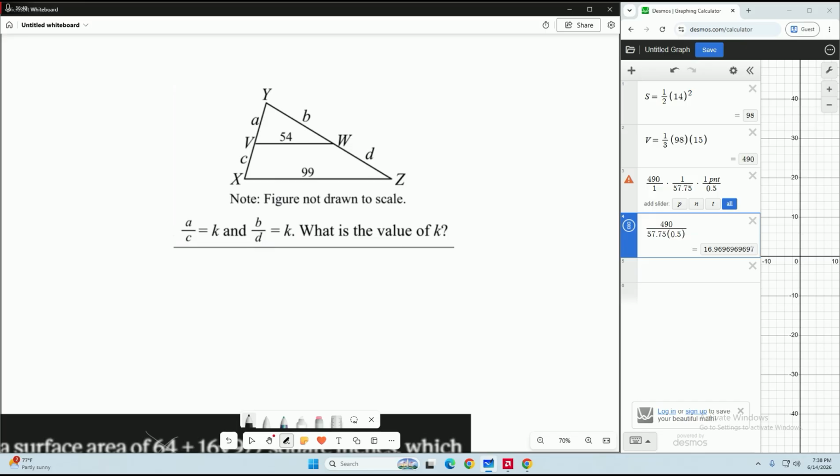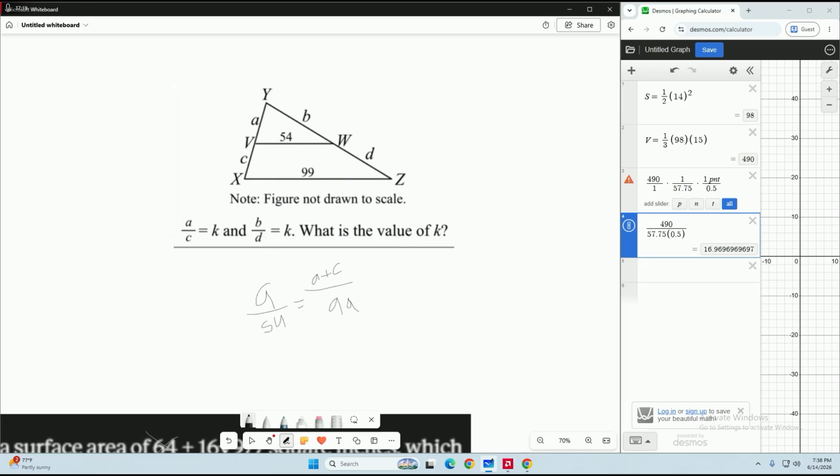So what we need to do is create proportions here. We need to include A over C or B over D somewhere in order to find the value of K. I'll do A over 54, because I'm doing this over this. That's equal to the big triangle, A plus C over 99, because that's basically the big base.